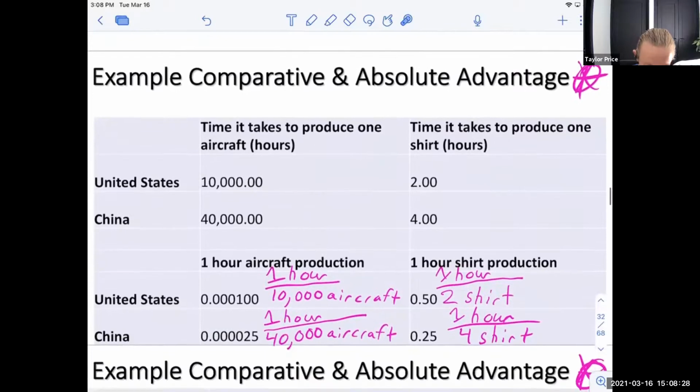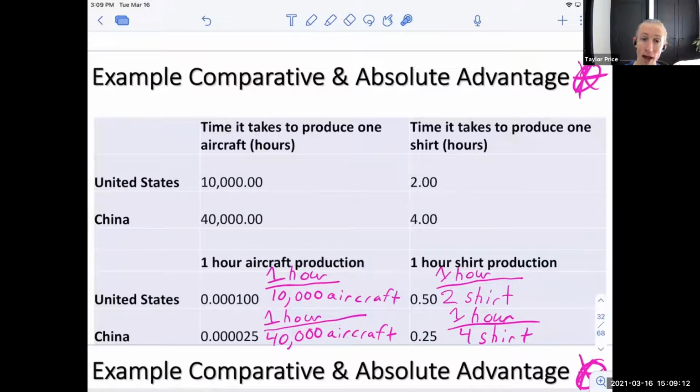For this one, we can't compute the opportunity cost right away because the comparison between the countries is not in the same units. Here we're looking at the time it takes to produce one aircraft in hours versus the time it takes to produce one shirt in hours. We're trying to compare things that are not the same. To convert them into the same type of units, we have to take them over, or divide them by, 1 hour, which we can see right here.